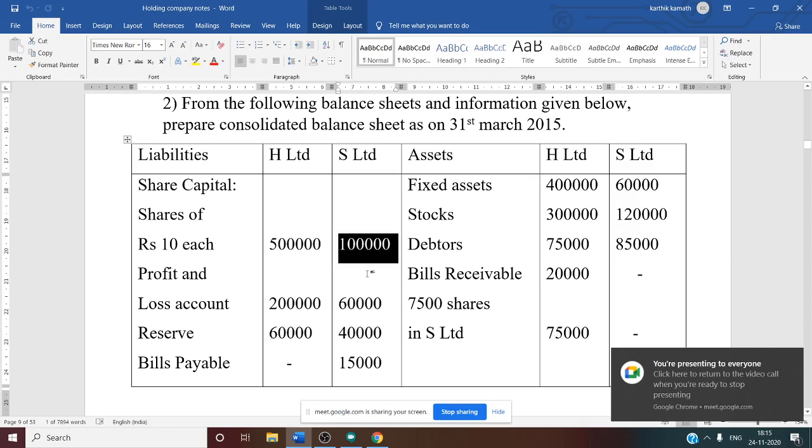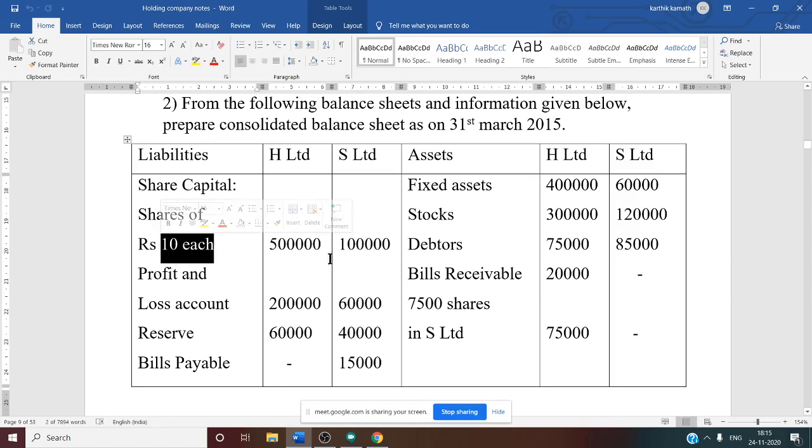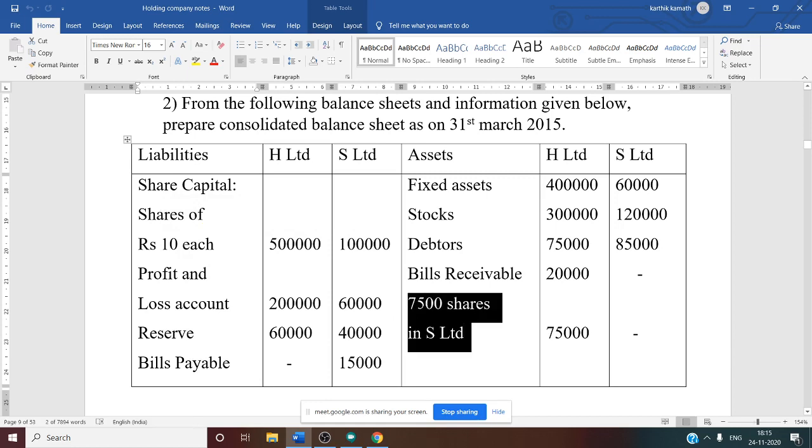What is the subsidiary company capital? 1 lakh. What is the paid up value? 10. So by this information we can calculate the number of shares of the subsidiary company. 1 lakh divided by 10 gives 10,000. So out of 10,000 shares, 7,500 shares are held by the holding company, which means 7,500 becomes a majority.